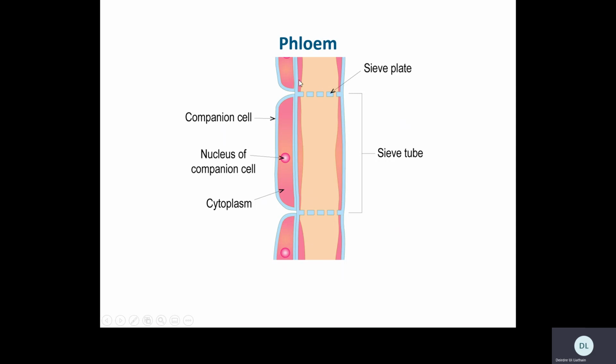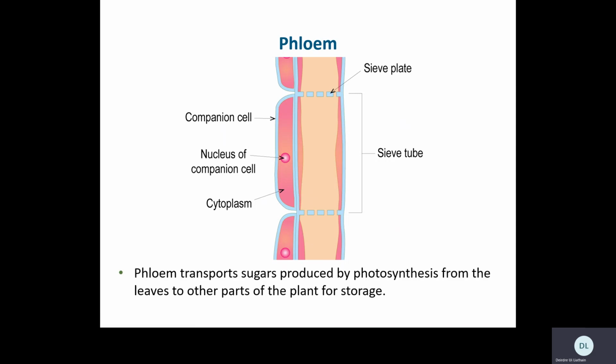But it also has little companion cells, they're called, which are small cells with a nucleus in each of them. And that's why the phloem is a living tissue, because it has those proper cells with nuclei. Now, what does the phloem do? Just to recap, it transports sugars. Those sugars are made in a process called photosynthesis, and the plant uses them for energy.